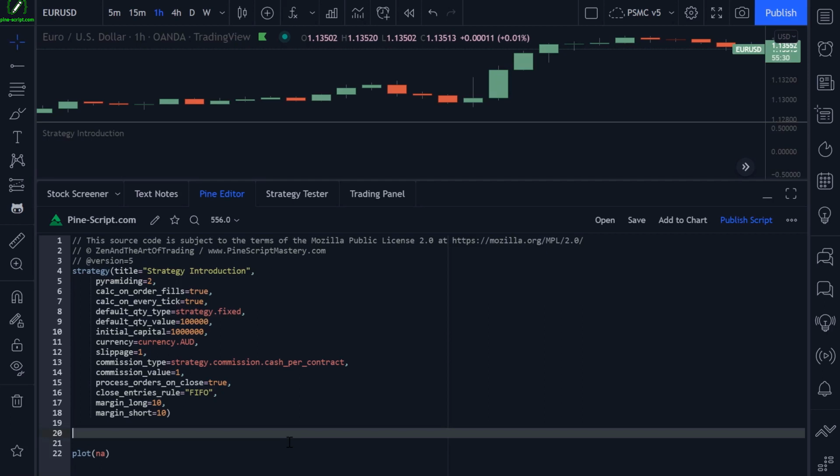In the next lessons to come, we'll start playing around with some actual strategy code. Now that we understand how we can manipulate the default settings for our strategy scripts, we can move on to writing actual strategy code. So I'll see you there in the next lessons to come.